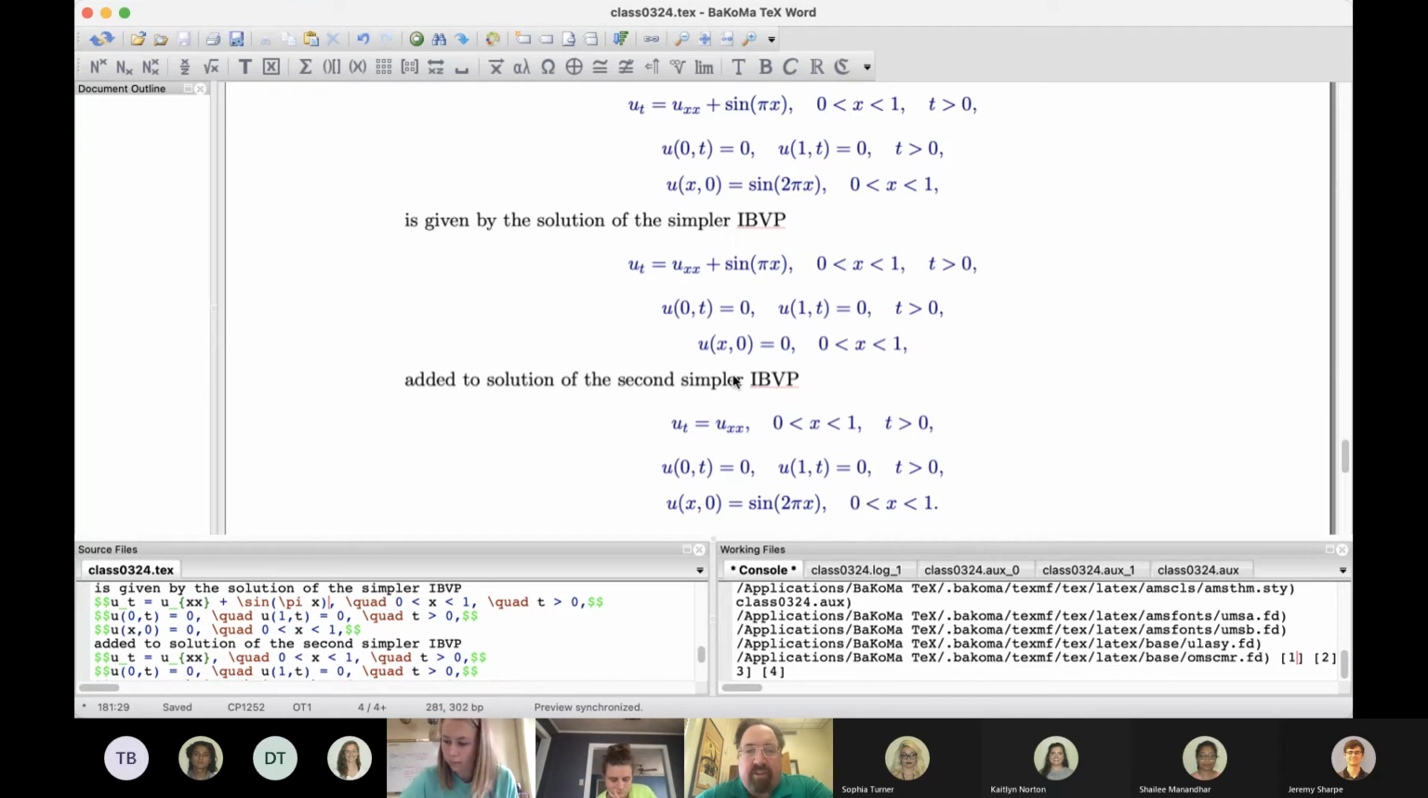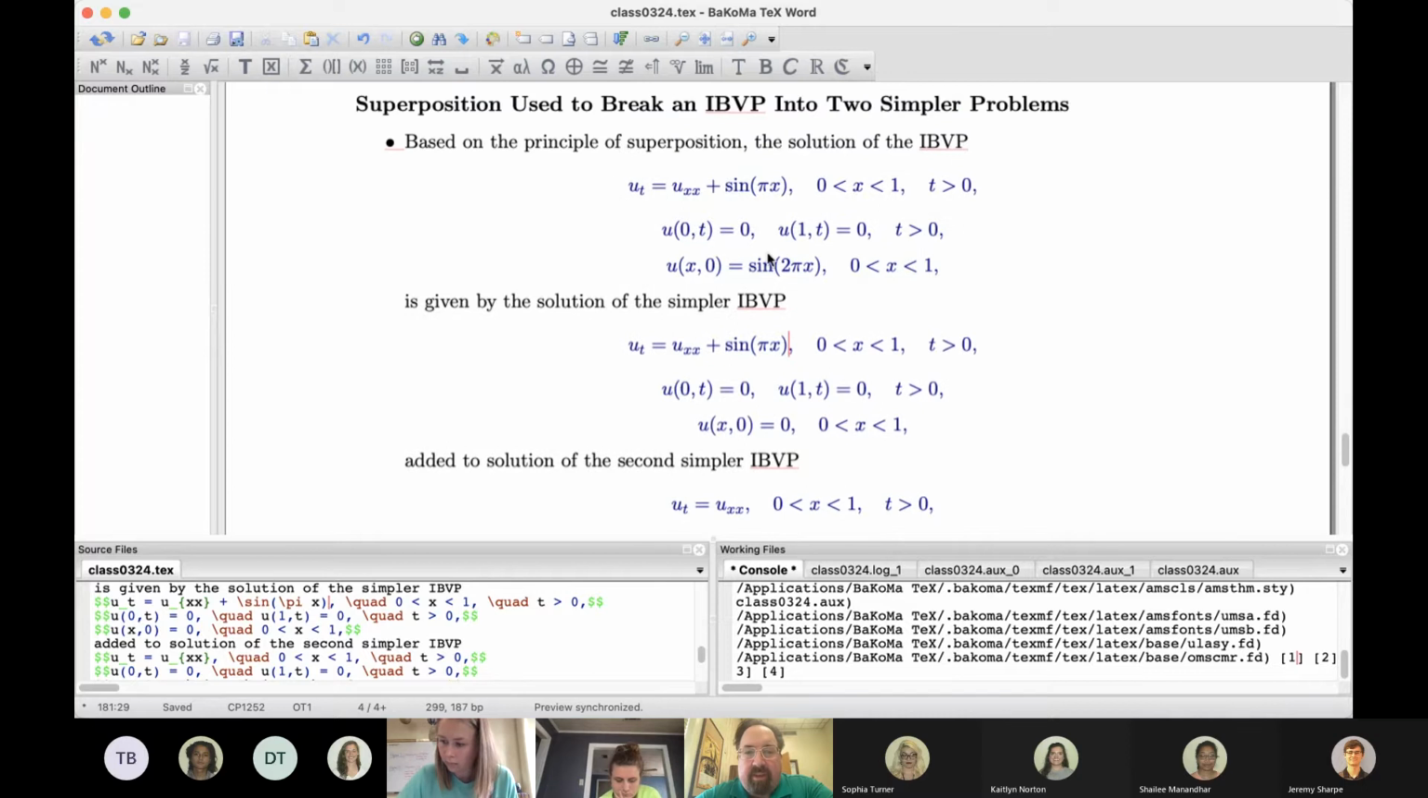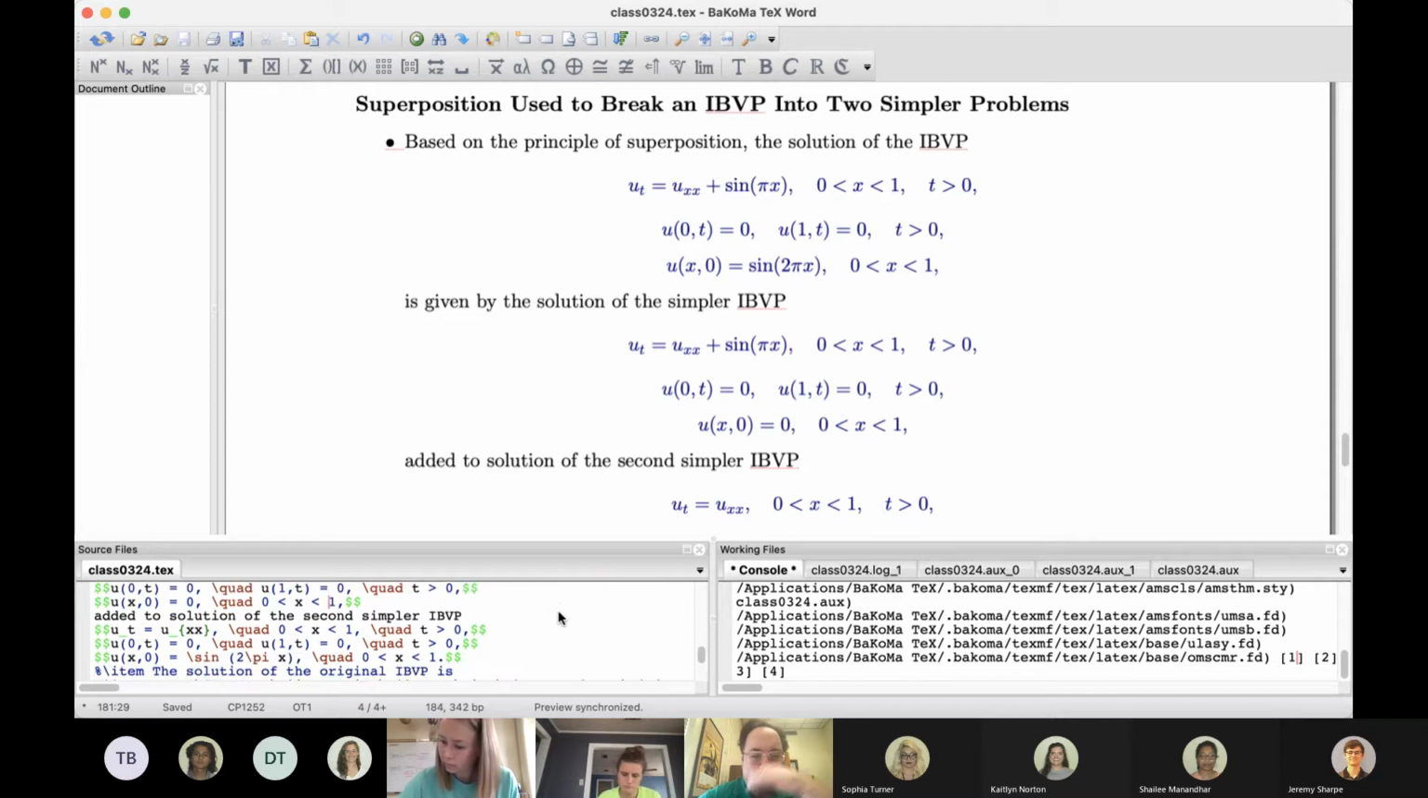So then what you can do is solve each one and add those solutions together, and that will give you the solution of the original one. That's what superposition means: you're breaking an initial boundary value problem into simpler ones. It must have a linear PDE, because you want the solutions of your two individual problems to add up to a solution of the original one. So it gives you a way to break things down into problems that are hopefully less painful.